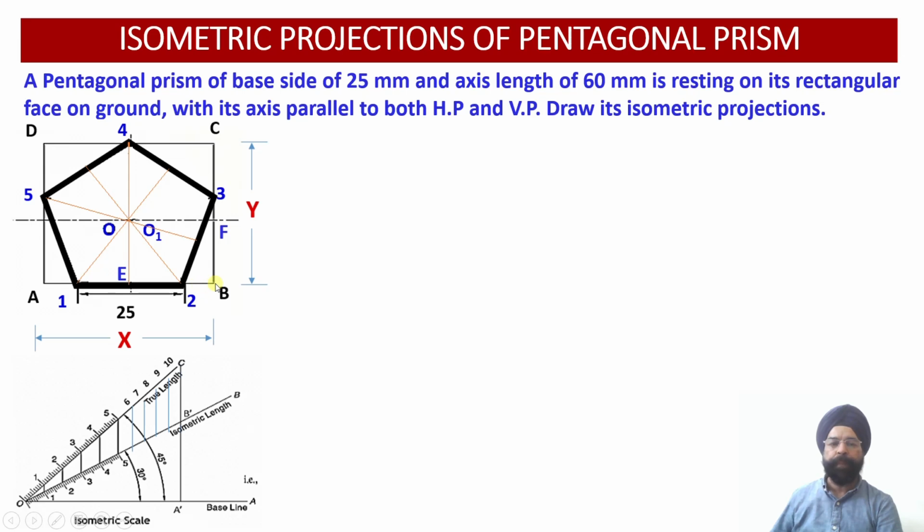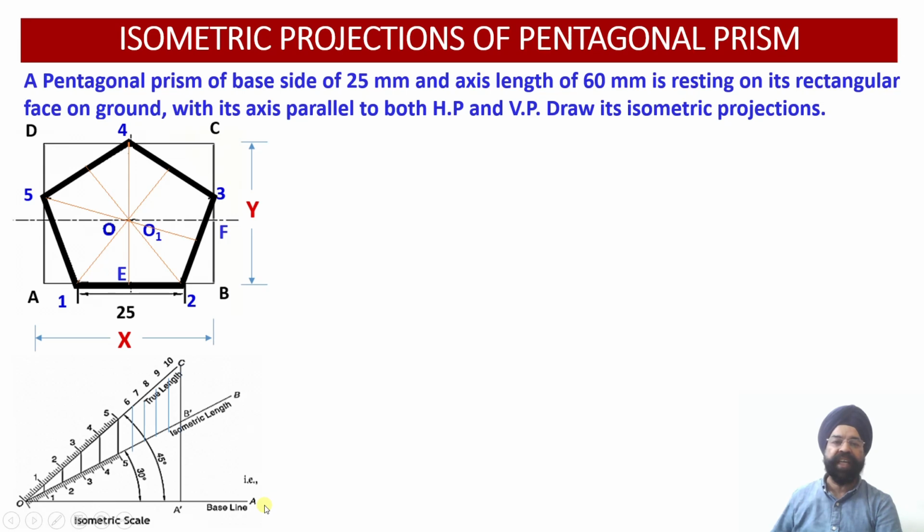Similarly, from point B or from point A we will be measuring this distance, this distance is equal to BF. So this is my locus line corresponding to BF. Once I measure this point, once again a center line will be located. So wherever this center line and this center line intersect, I am going to obtain the location of the axis point O or O1 in the pentagonal prism. Now once we start with the construction of the isometric projections, we must draw this isometric scale.